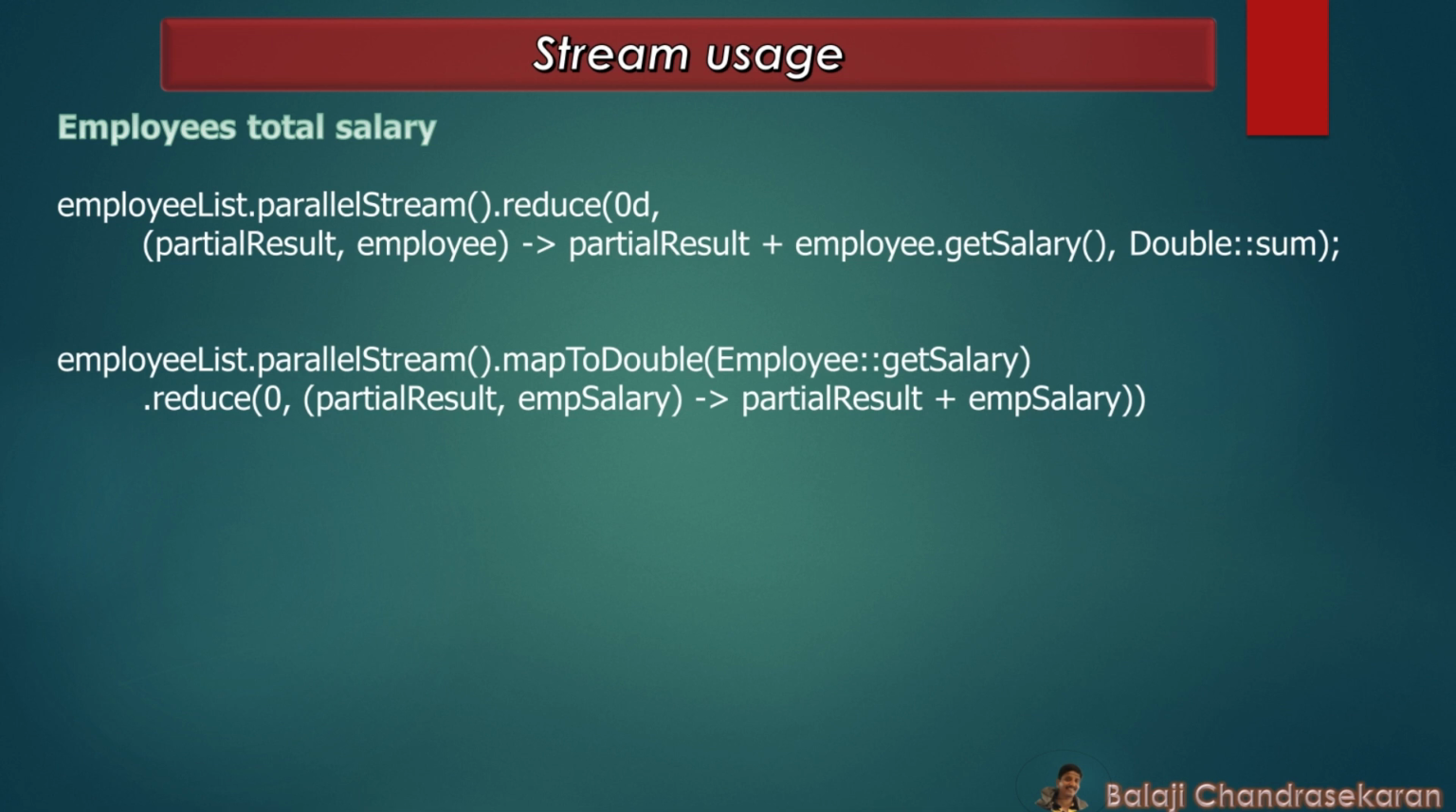It takes two parameters. Here, the first parameter is the initial value of the reduction, also known as the identity. In this case, it is a double of 0. The second parameter is the accumulator function. It takes two parameters: the partial result accumulated so far in the partialResult variable and the current element of the stream, that is the empSalary variable. It adds the employee salary to the partial result, effectively summing up all the salaries.